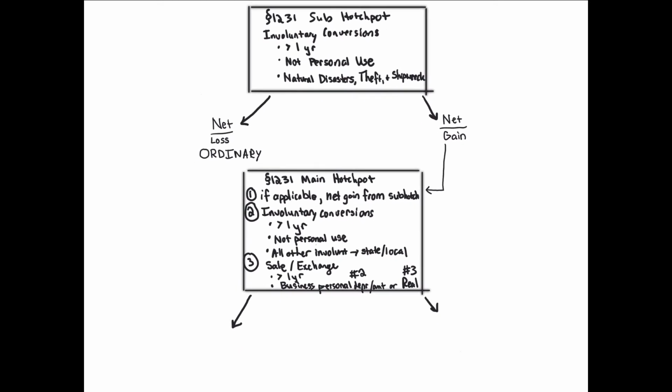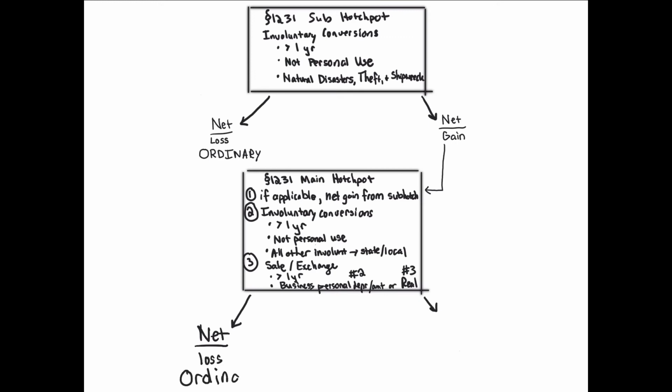You then net all the gains and losses. And when you net all the gains and losses, if we have a net loss, what do we want? We want it to be ordinary, and that's what we get. Everything will be ordinary. If we have a net gain, what do we want? Long-term capital gain or long-term capital loss, because again, each thing gets classified by that respective item.